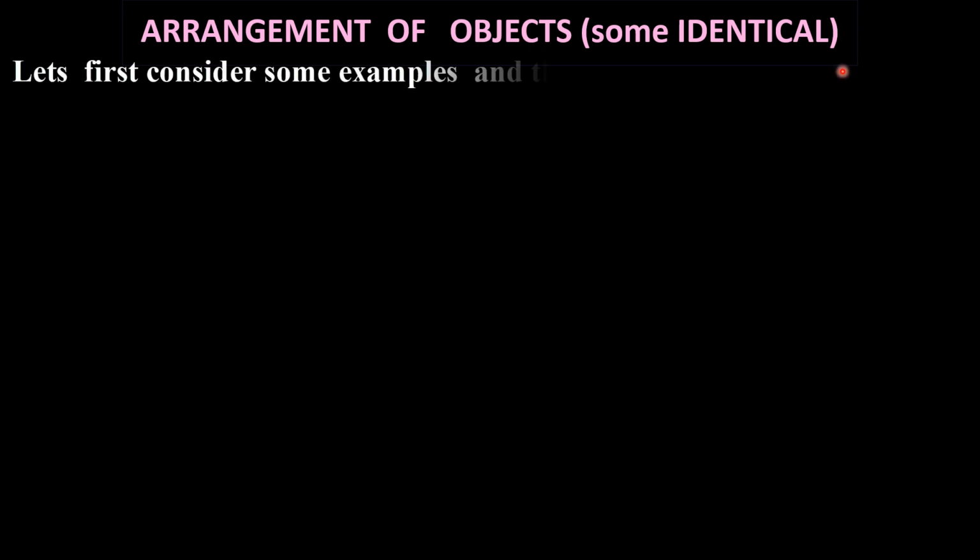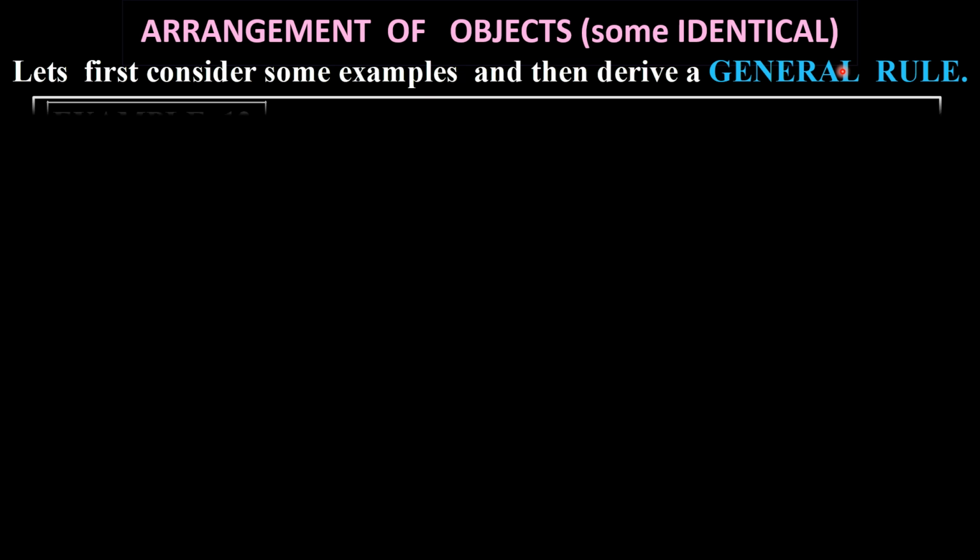Now we're going to go a little bit further here. We want to arrange objects, but the objects are not all the same. There are some of them that are identical. Let's just take an example, and then from these examples we'll be able to generalize. I'm going to take 2 examples, and then we'll be able to see a short way of doing that.